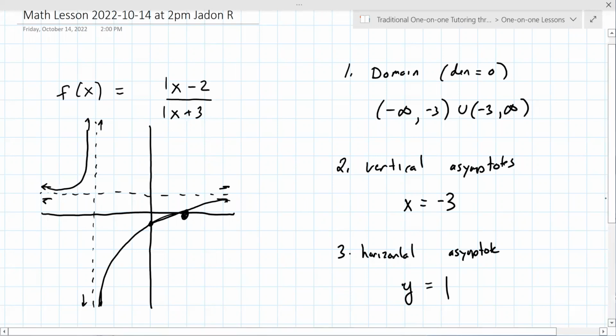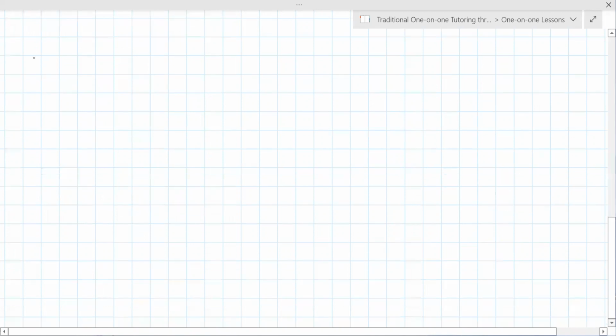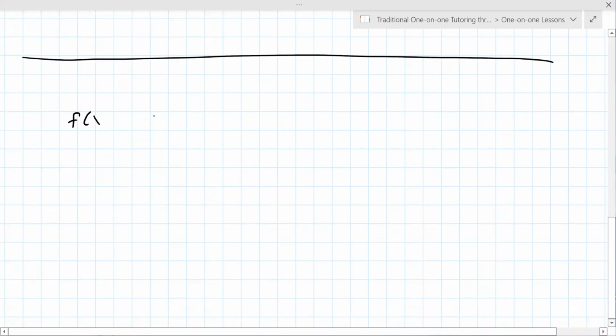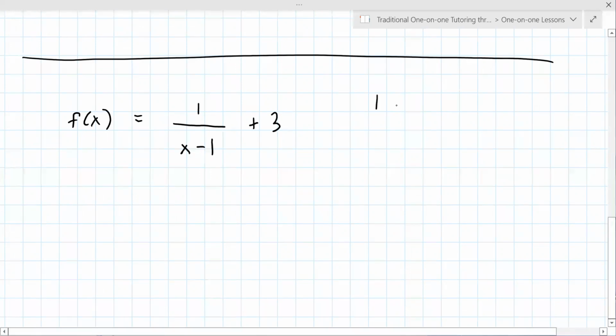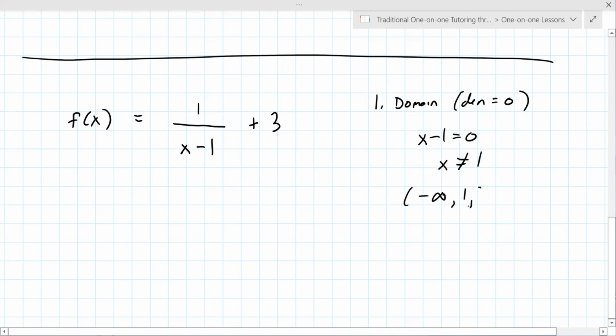All right, so let's try one more here. This is a slightly different type of problem, but it's in the same sort of category. So let's say you were given 1 over x minus 1 plus 3. So this one's slightly different, but this is within the category of problems that you might see. Okay, so to find the domain, you do the same thing. You set the denominator equal to 0. So you set x minus 1 equal to 0, and you find that x cannot be 1, like you said, minus infinity to 1, union 1 to infinity. Vertical asymptotes are exactly the same. Okay, so you have one here at x equals 1.